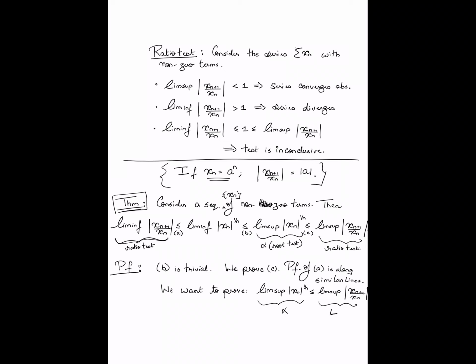Okay, so here is how the proof is going to work. If L is infinity, this is trivial. If L is infinity, obviously alpha is less than or equal to L, irrespective of what alpha is. So we are done. Therefore, what matters is to consider the case where L is real valued. So let me do that on the next page.